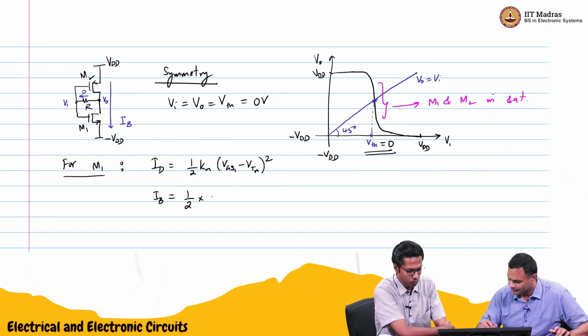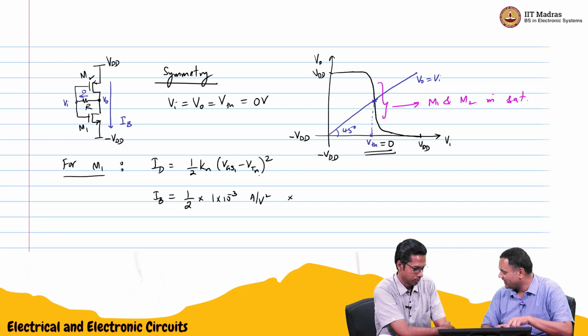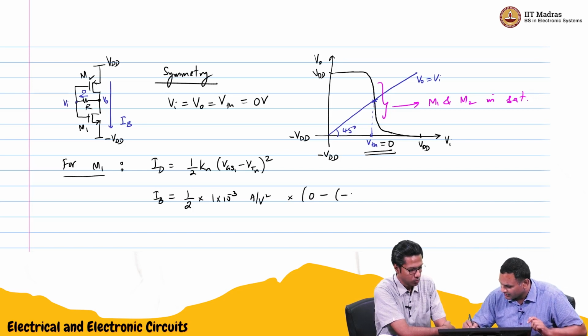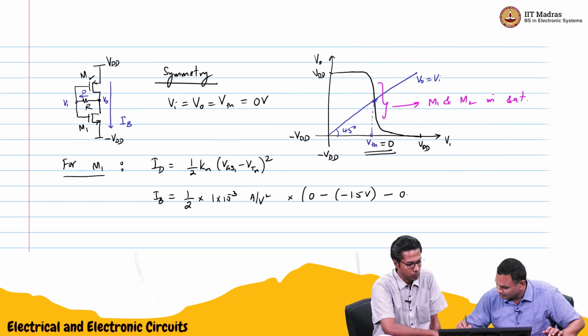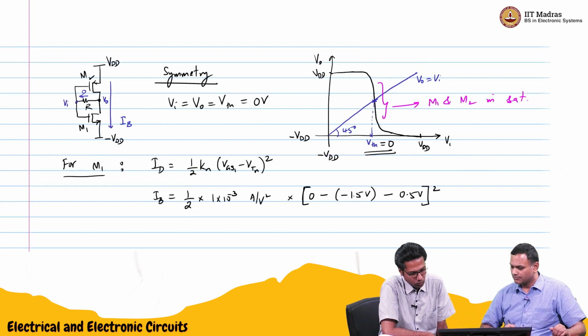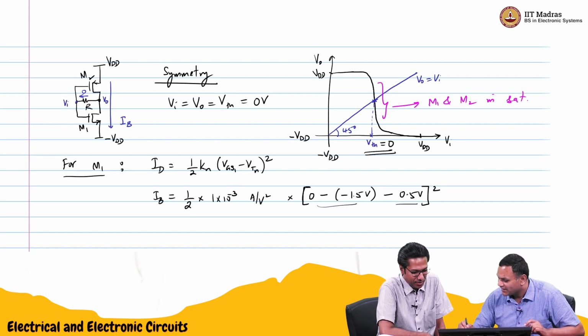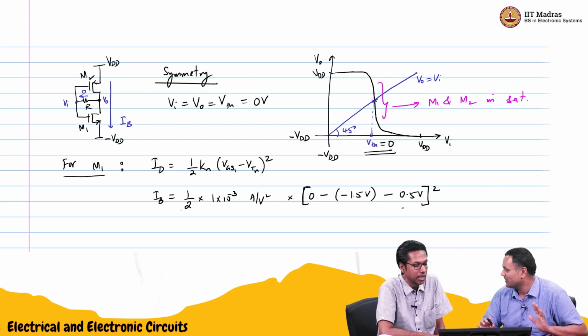Kn is 1 milliamp per volt squared. VGS1 is Vi minus VDD, so 0 minus 1.5, minus Vt 0.5, whole square. Half Kn, VGS1 magnitude is 1.5 minus 0.5. This is an easy calculation. 1.5 minus 0.5 is 1. 1 squared is 1. Kn is also 1. So it is basically half a milliampere.